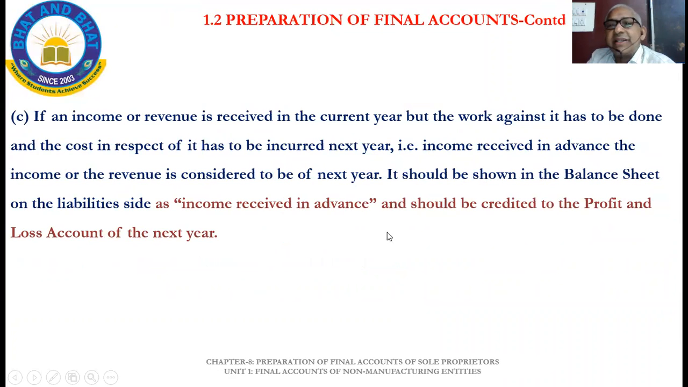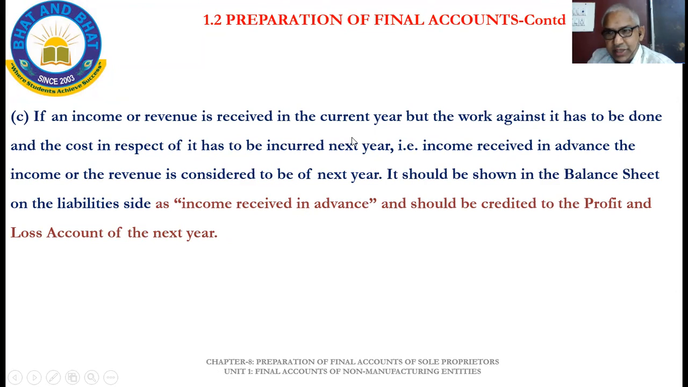Here, income: some income received in advance. Advance means the income received pertains to the next year, but is received during this year itself. That is called income received in advance. A good example is rent received.